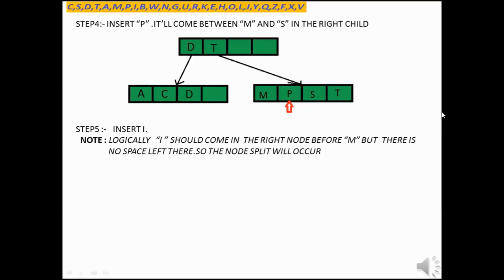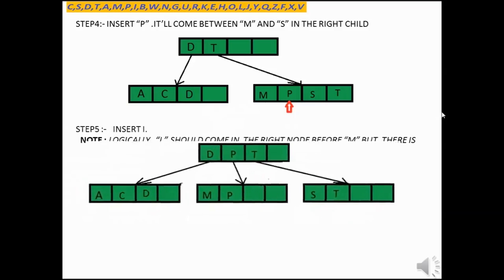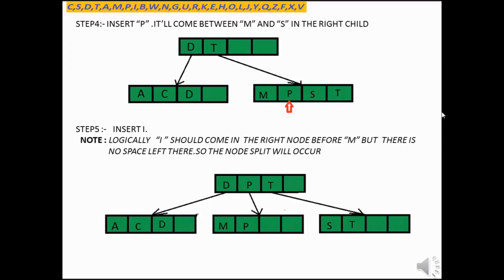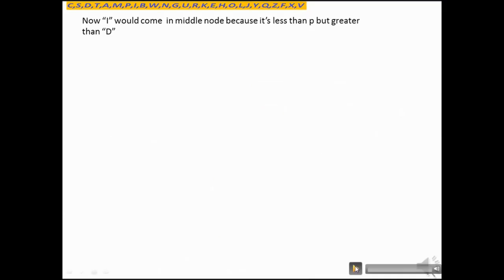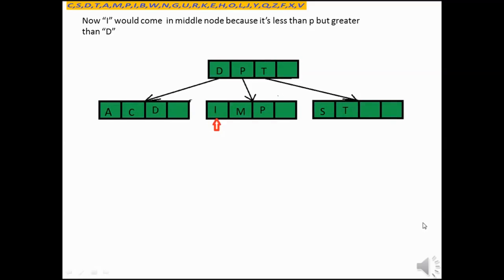Carefully look at the split. In the node MPST, we will split the node into 2 equal nodes. One will contain MP and the other will contain ST. After the split, we can see the insertion of I. Now, after the split has occurred, there is room for I, so we'll easily insert it. The arrow position is showing the position of the insertion of I.